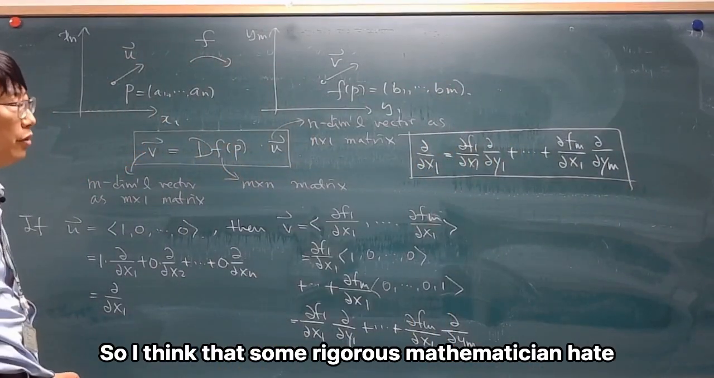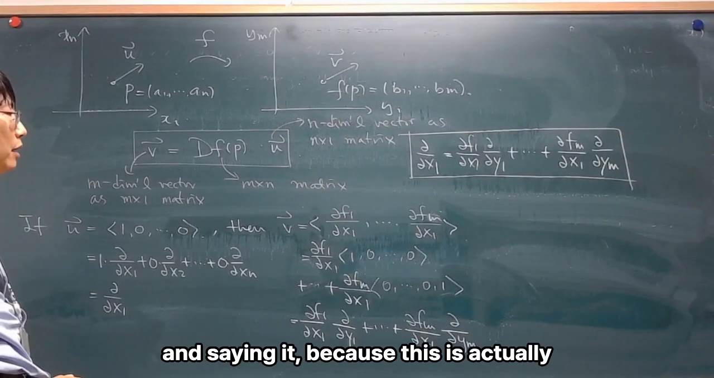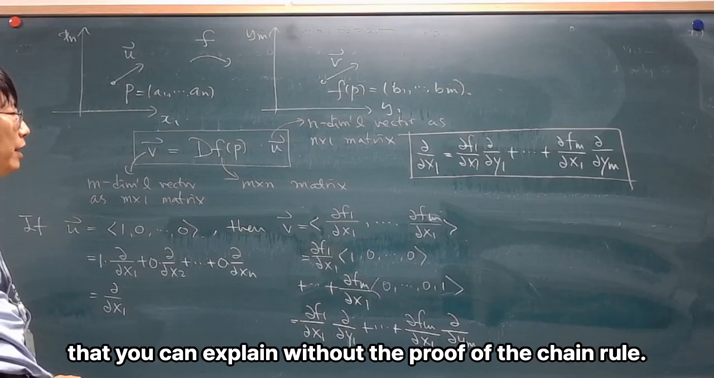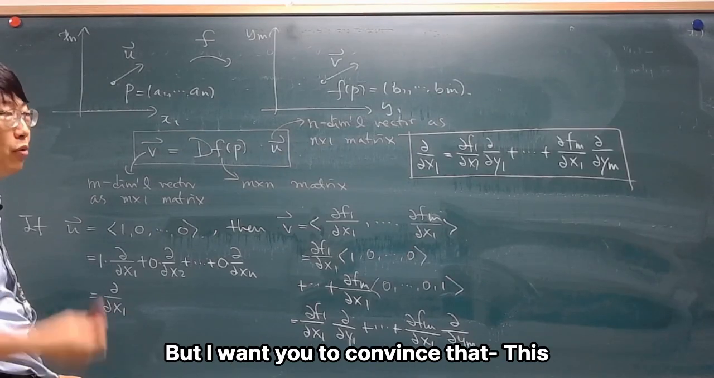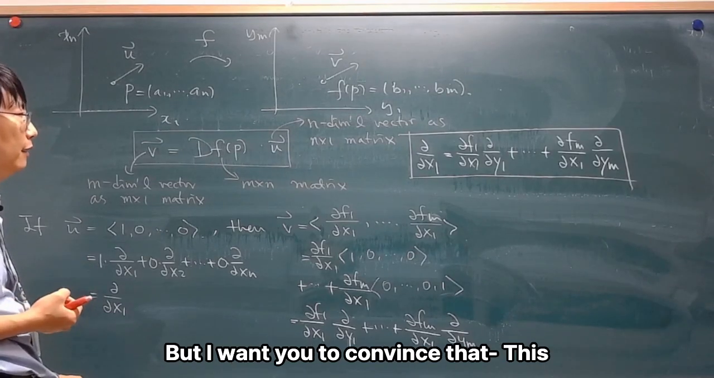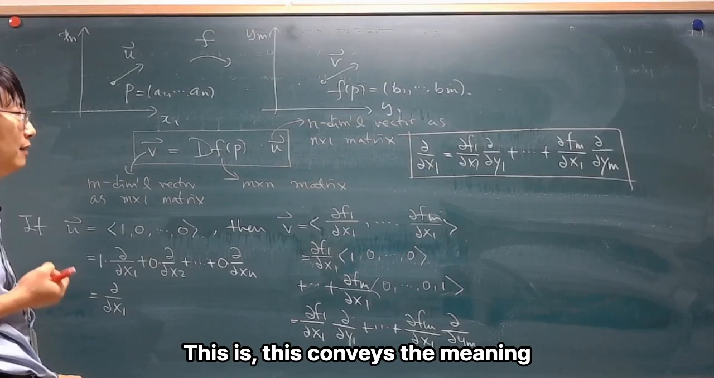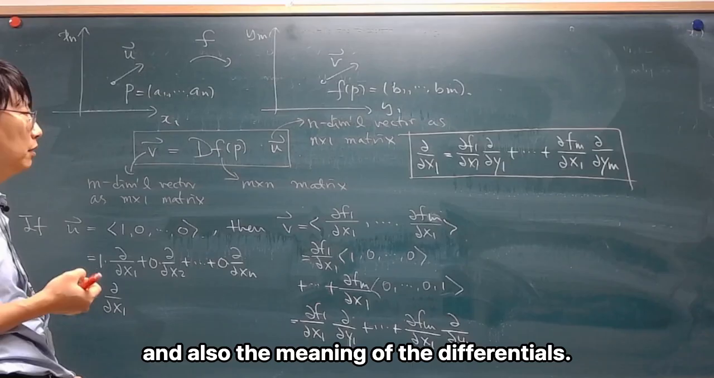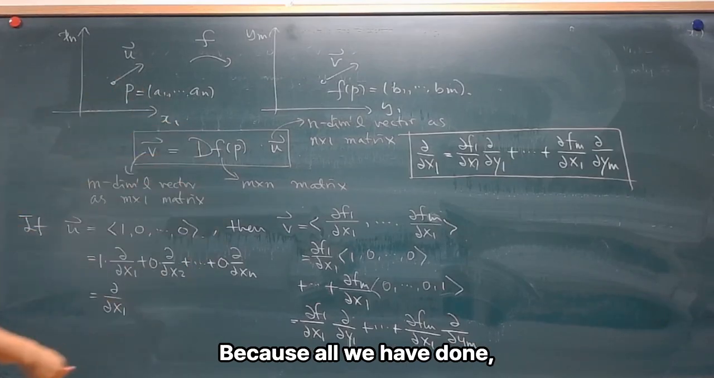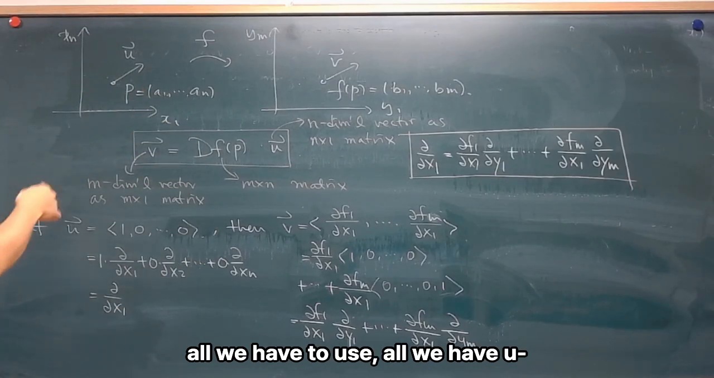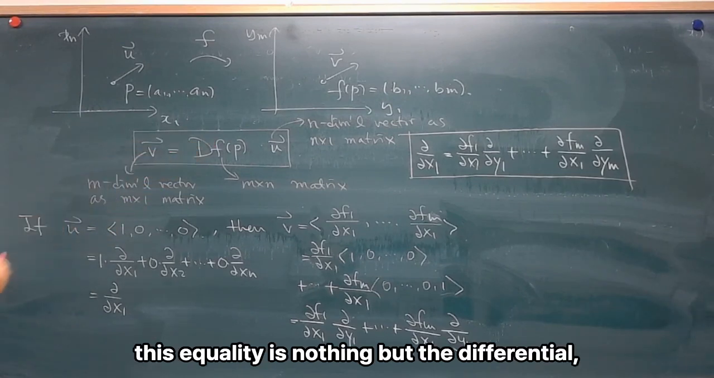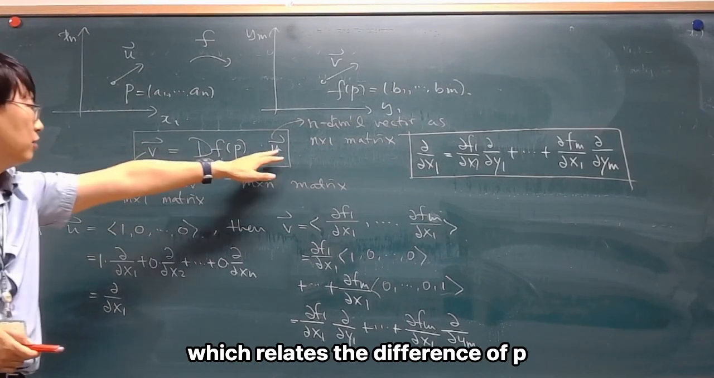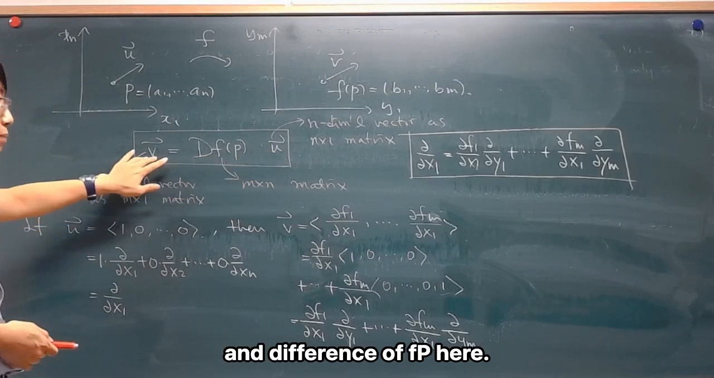I think that some rigorous mathematicians hate this way of writing and saying it, because this is actually the chain rule, not one that you can explain without a proof of the chain rule. But I want you to be convinced that this is not a mathematical formula. This conveys the meaning of the partial derivative and also the meaning of the differentials. Because all we have been using for deriving this equality is nothing but the meaning of the differential, which relates the difference of p and the difference of f(p) here.